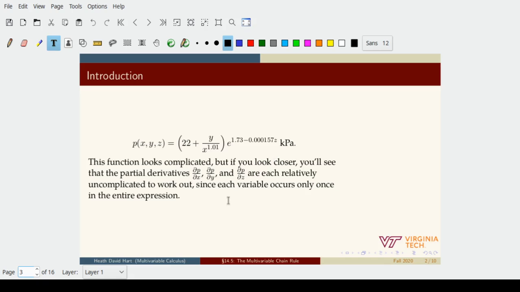And so these partial derivatives with respect to x, with respect to y, with respect to z are relatively uncomplicated to work out, because when we're working each of these partial derivatives out, we treat the other variables as if they were constants. And so this is just, for example, the derivative with respect to z is just a constant times e to a function of z. And that's not too bad. These actually are not hard partial derivatives to work out.